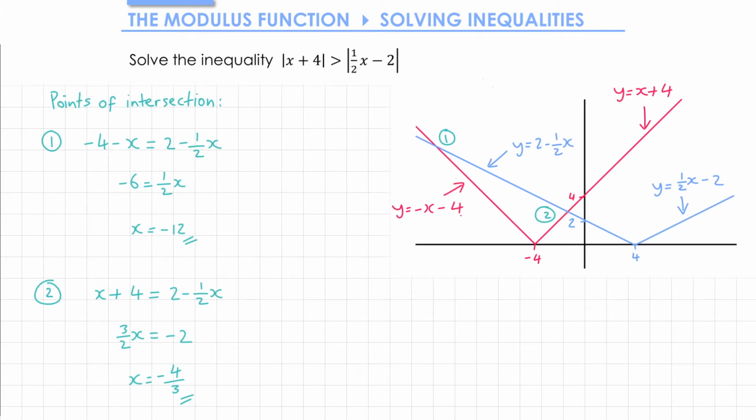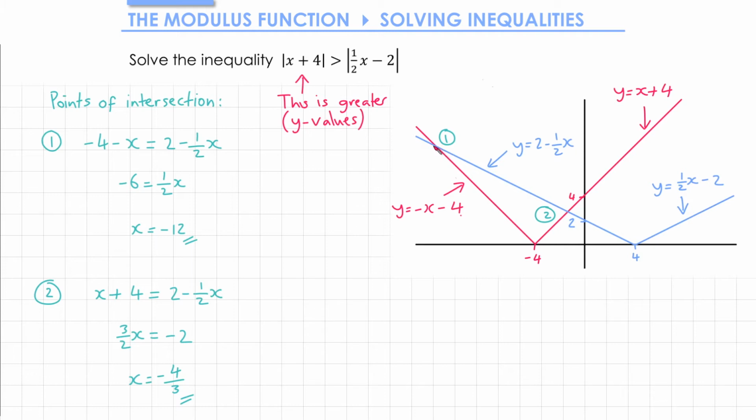Now that we know the intersection points, we'll consider the inequality. We have the mod of x plus 4 is bigger than the mod of a half x minus 2. So the left hand side should be greater. And in the context of our graph, that means the y values should be larger.